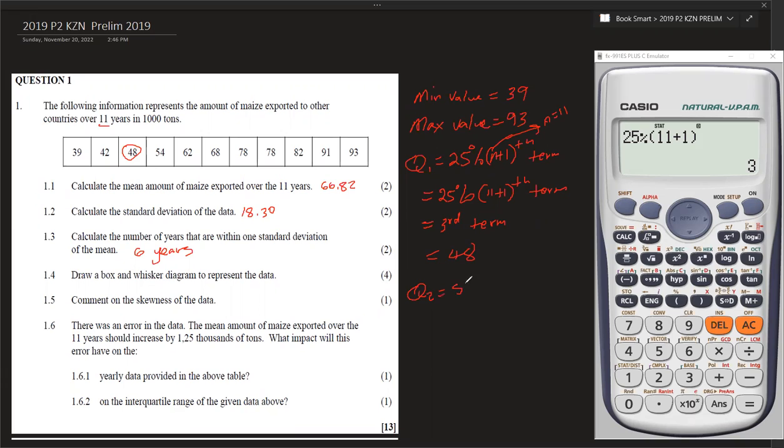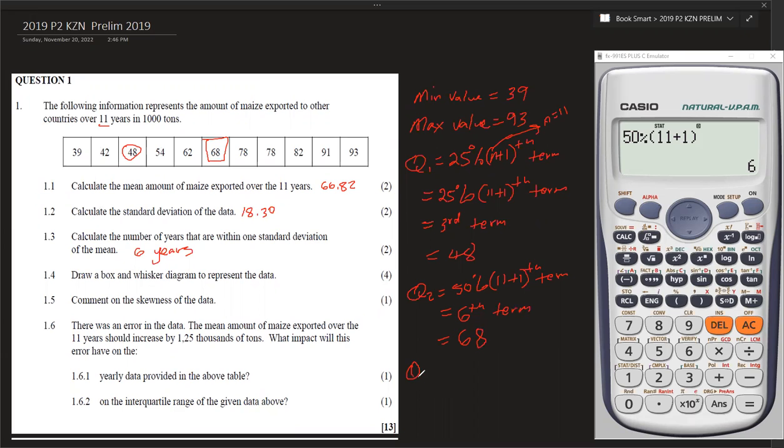Q2 is 50% of the data, of 11 plus 1. So I'm going to replace this percentage by 50. Okay, it gives me 6. So it says Q2 is in the 6th term. So term number 6 is 1, 2, 3, 4, 5, 6. So this is my Q2, which is 68.